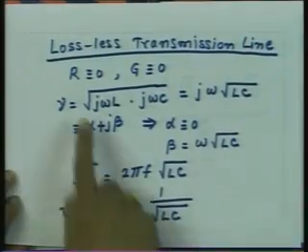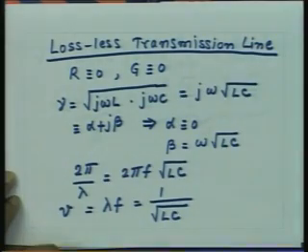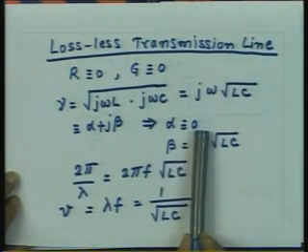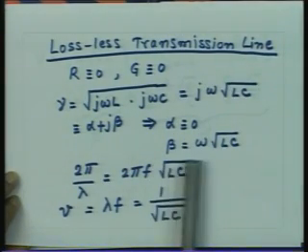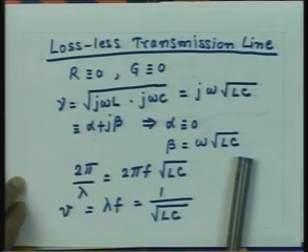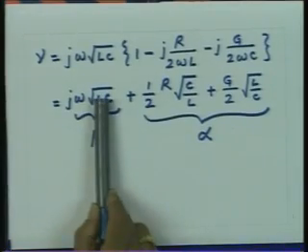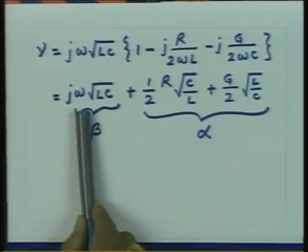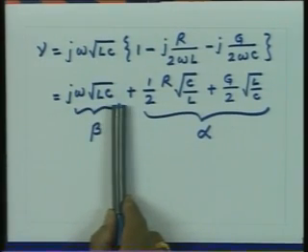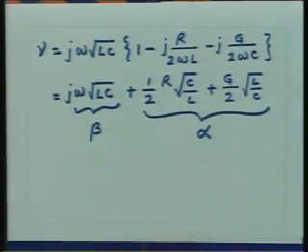Look at what we had got for the lossless transmission line. When R was equal to 0 and G equal to 0, we had alpha equal to 0 and we had beta, which was omega square root L C. In this case also, when we have low loss, the beta is still omega square root L C. That means the phase constant to the first order does not change when we introduce a small loss in the transmission line.